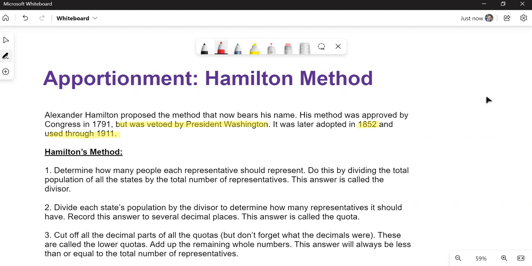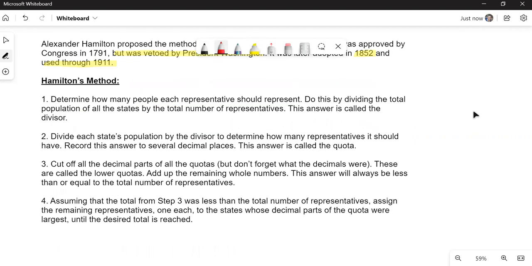So here is his actual method, Hamilton's method in 4 steps. Number 1, determine how many people each representative should represent. The way you do that is you take the total population, the population of the entire country, and you divide it by the total number of representatives that you have. Now, currently we have 435. However, historically there were different numbers, and we're going to look at some different examples. This we'll call the divisor. It has a special name.